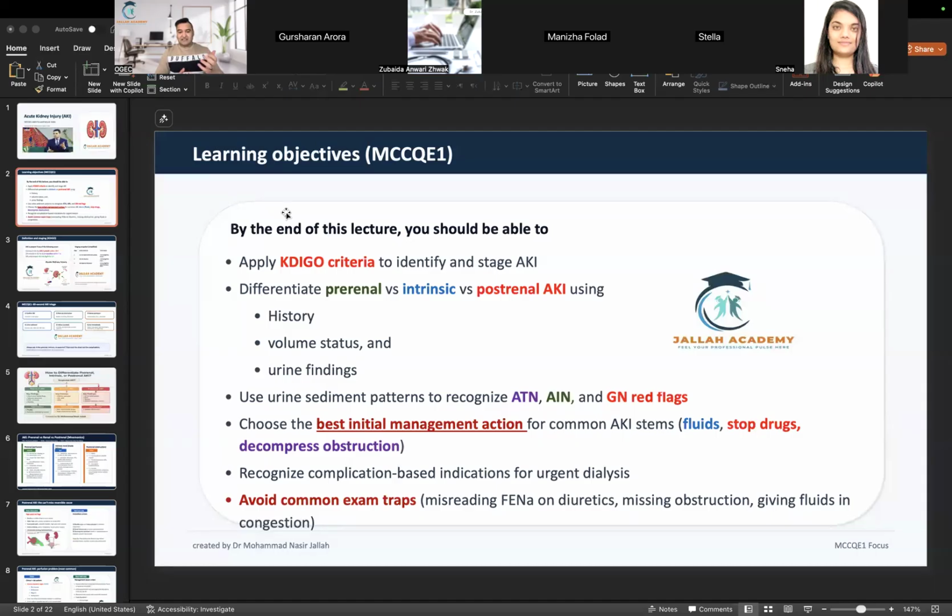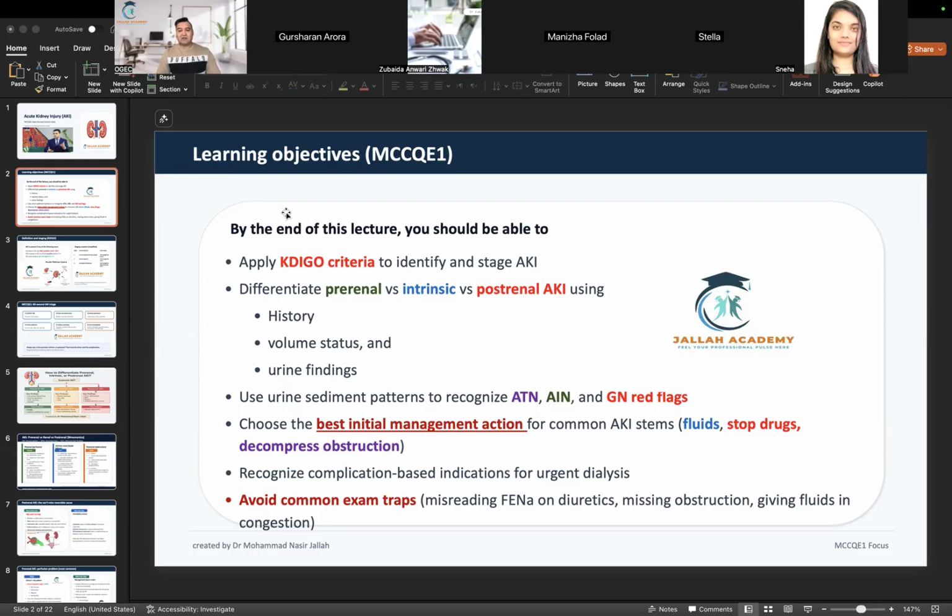For example, in urine sediment patterns, you would be able to tell from the findings that this patient may have acute tubular necrosis, acute interstitial nephritis, or glomerular nephritis. Very easy. If you have the findings and they match the urinary findings, which we will discuss, and I will tell you which one is specific for which condition, then it should be very easy for you to know this is acute kidney injury, but it is renal. Or this is acute kidney injury, but it is post-renal or pre-renal.